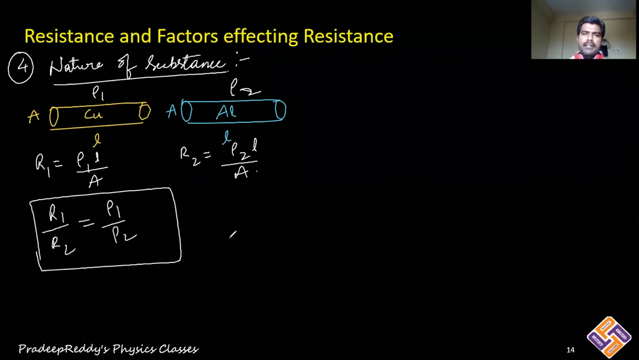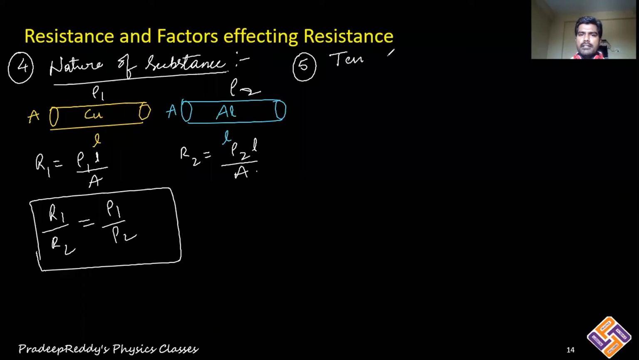So resistance depends upon resistivity of the material. If length of the conductor and area of cross section are the same, but nature of the material is changed, that is another factor upon which resistance depends. So resistivity will be different for aluminum and copper. Resistivity changes for both the materials. As a result, resistance also changes. Okay, that is factor number 4. Next, factor number 5.